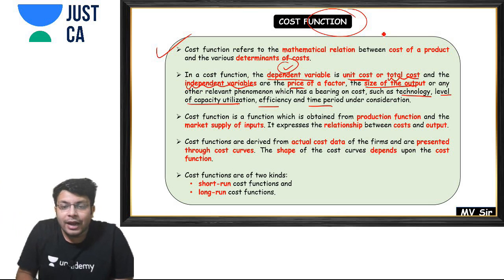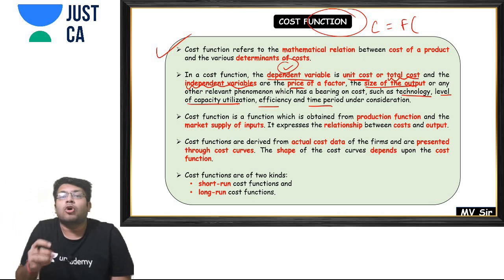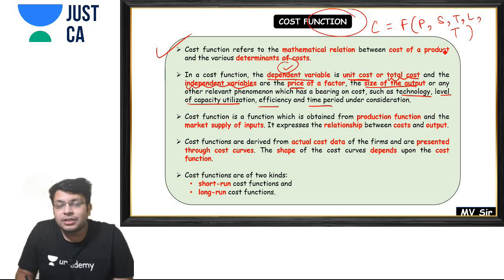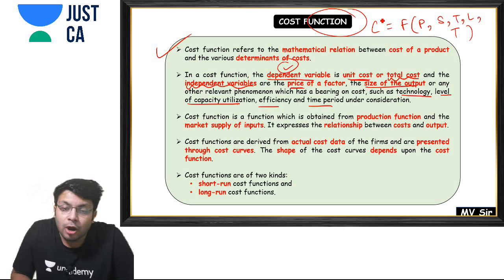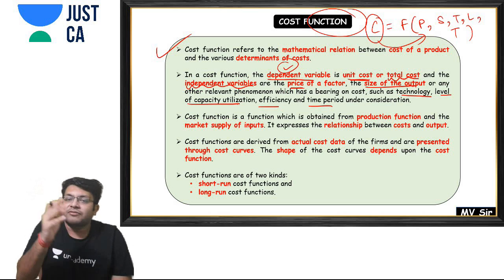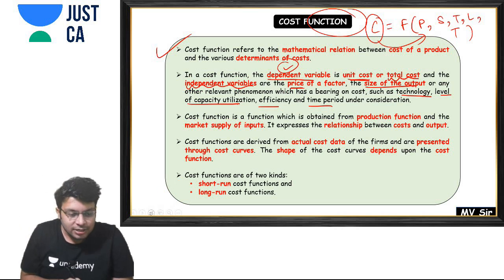You can write it like this: the total cost of production would be a function of the prices of factors of production, the size of output, the technology which you are using, the level of capacity utilization, and the time period in which you are producing. All these would be your independent variables. So your cost is dependent on these factors. Cost is a function of all these factors. So this is your cost function.